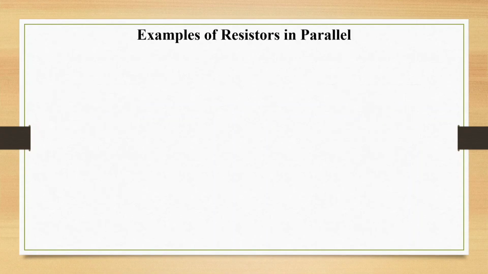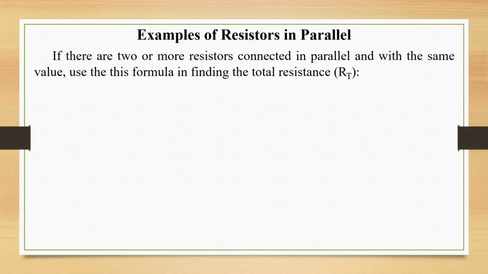Next, we have another example. If there are two or more resistors connected in parallel and with the same value, we're going to use the formula: total resistance is equal to the resistance divided by N, where N represents the total number of resistors connected in parallel. So R stands for the resistance. So let's have an example.